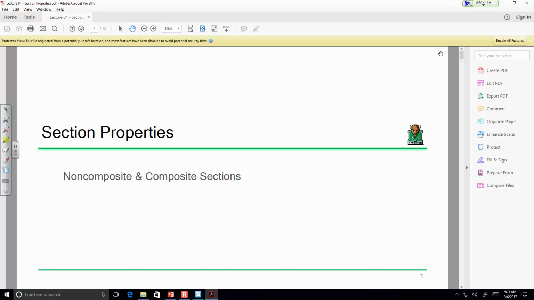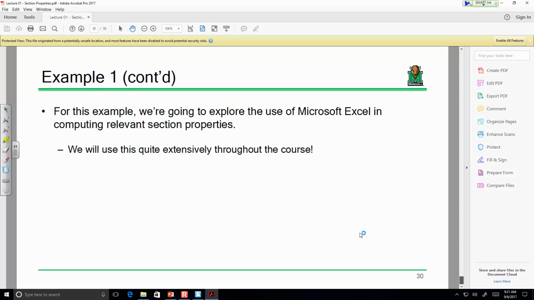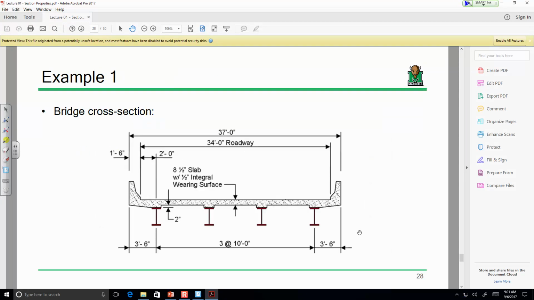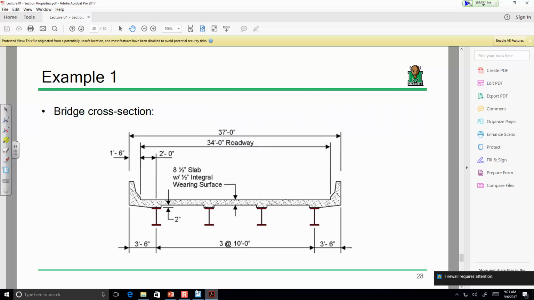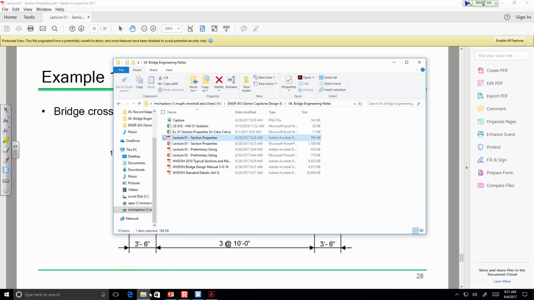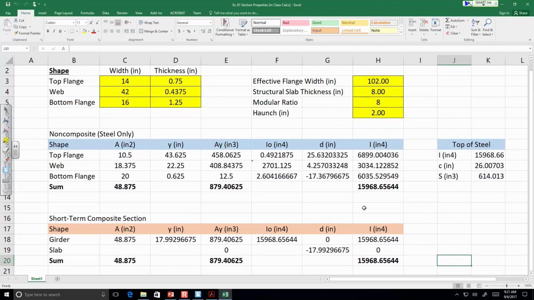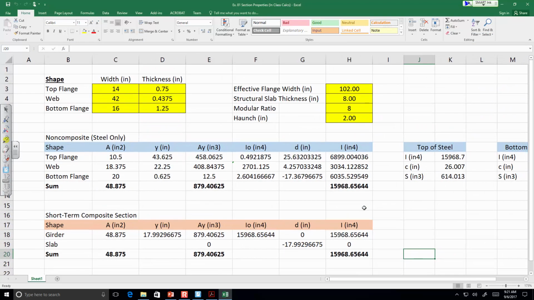Okay, so with that, let me just jump right back into this. Oh, I opened the PDF. That's no big deal. So if you recall, we were looking at computing section properties of this particular element. We hadn't quite finished it, but I want to take some time and finish out the composite section properties portion. So let me open this. This is where we left off last time.